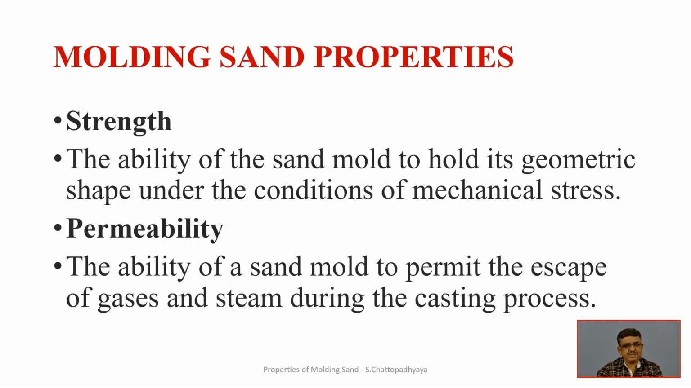The ability of the sand mold to hold its geometric shape, because casting is to generate a geometric shape through the fluid molten metal and its subsequent solidification. So, geometric shape is important, and that has to be retained, otherwise the purpose is lost, under the conditions of mechanical stress. Who will exert the mechanical stress? The molten metal will exert the mechanical stress, and even after that stress, the sand has to retain its shape, and for that it has to possess some strength.